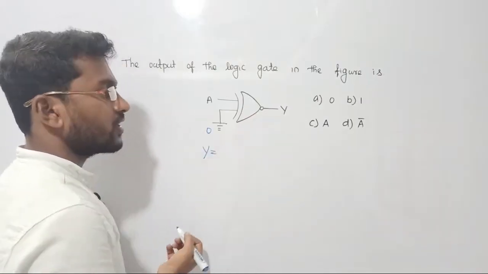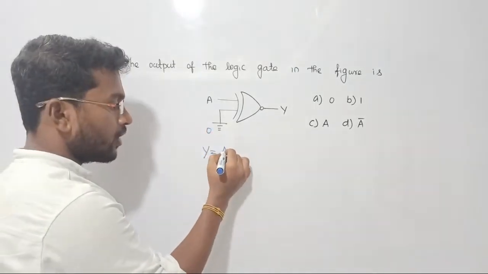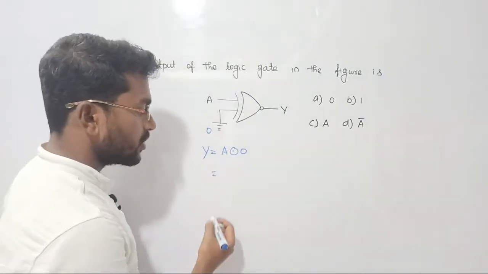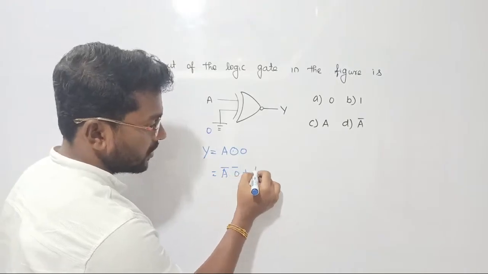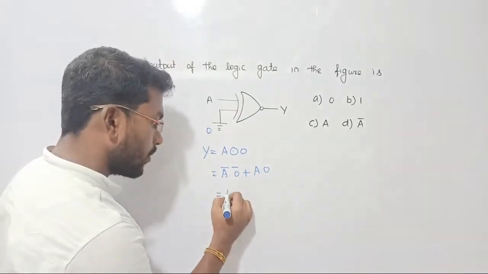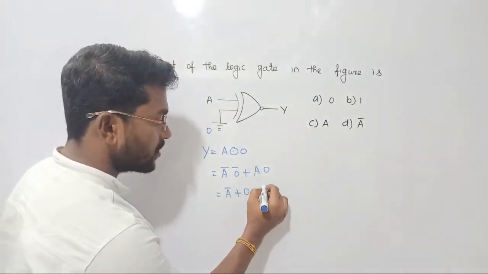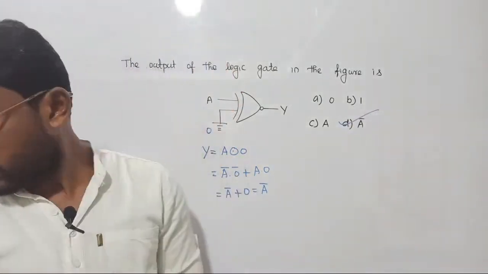X NOR. What is the output for an X NOR gate, right? I am giving A and 0. What output will come? A X NOR with 0. Actually, it can be written as A bar dot 0 bar plus A dot 0, such that 0 bar will become 1. 1 into A bar will become A bar only, plus A dot 0 will become 0. A bar plus 0 will become A bar. What is the answer? Option D, right?